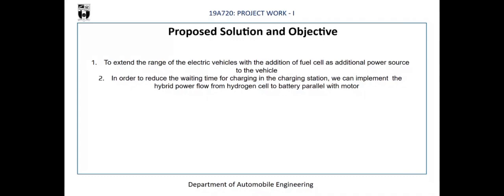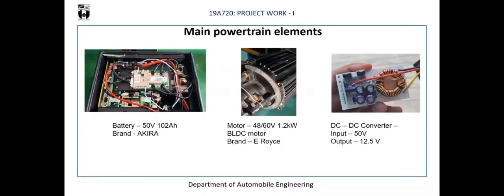Proposed solution and objective. The primary objective of this project is to increase the range and decrease the charging time of a conventional electric vehicle. These are the main powertrain elements in the electric vehicle that the project has been done on.